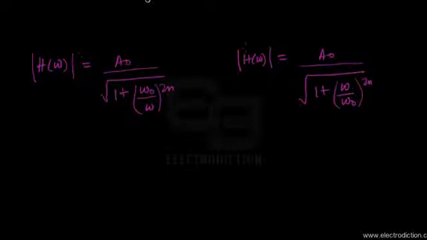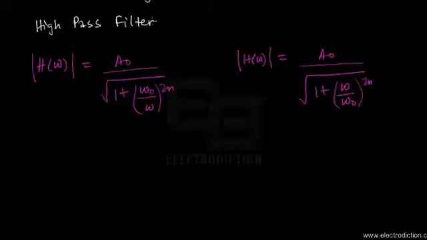Here are the two corresponding transfer functions that I was just talking about. The transfer function on the left is that for a high pass filter. You might know what it does: a high pass filter lets pass the high frequency components above a certain cutoff frequency, and the rest are blocked or attenuated by the filter itself.